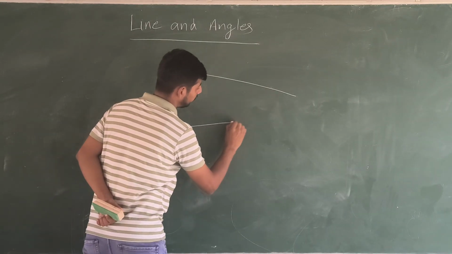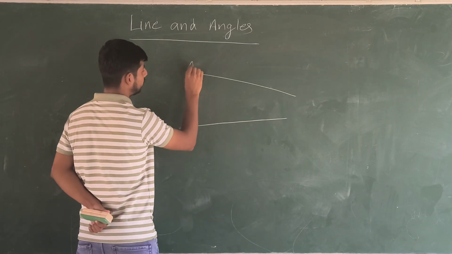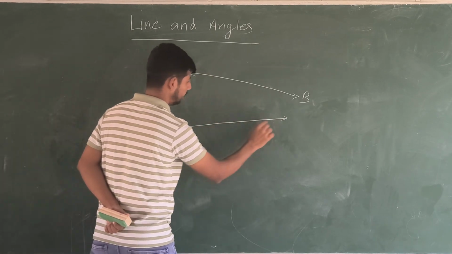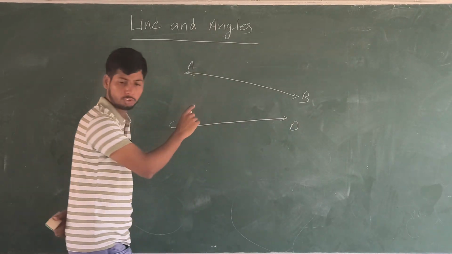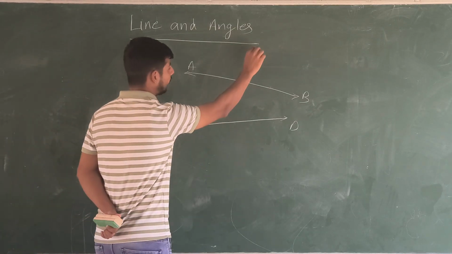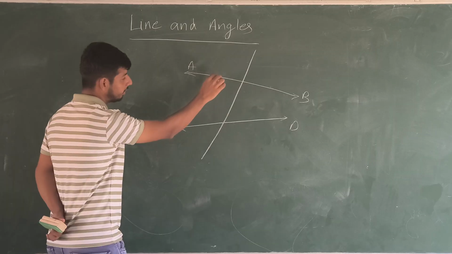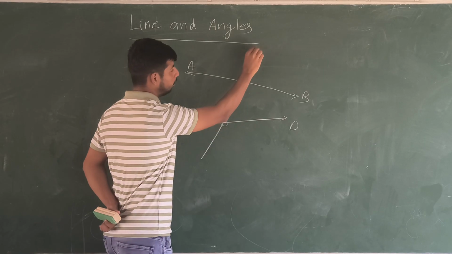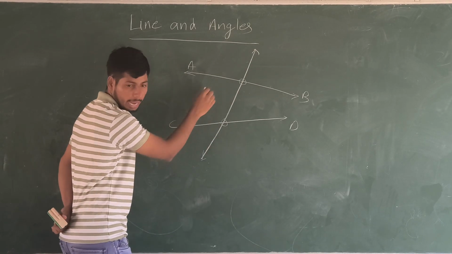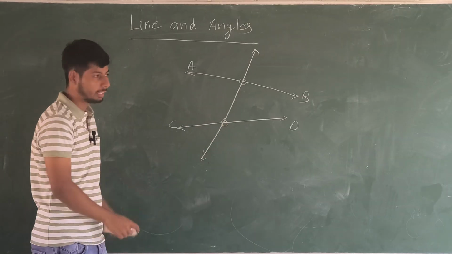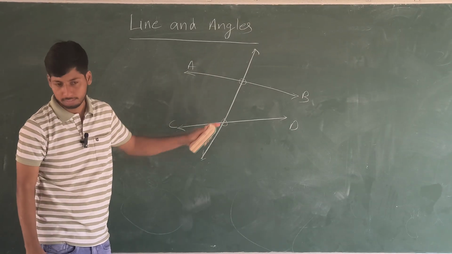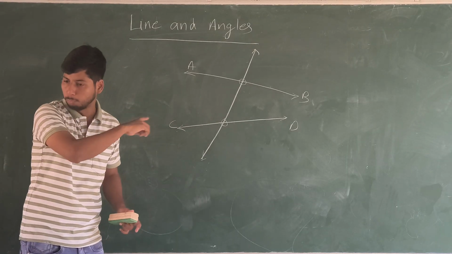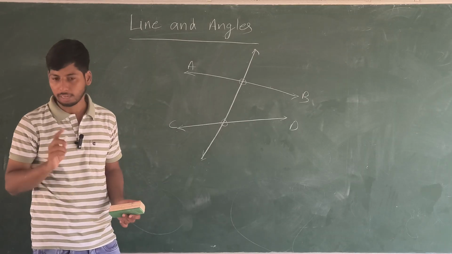This is one line. This is another line. Let's take AB and CD. It is not necessary that they should be parallel. If a line intersects two or more lines at different points, then this line is called a transverse line. Understood? This is called a transverse line.